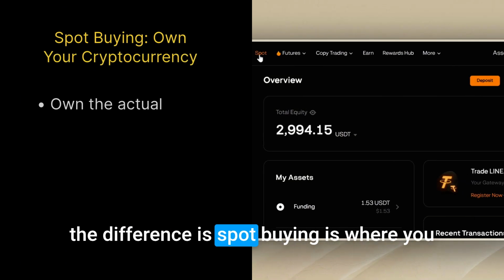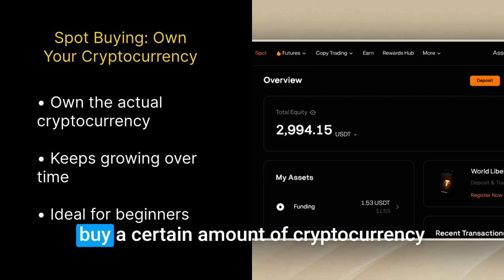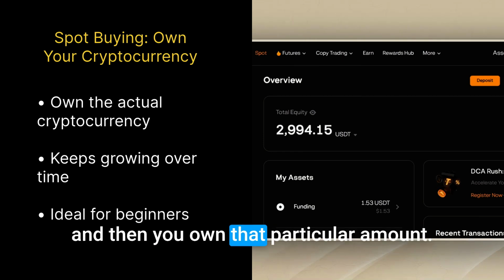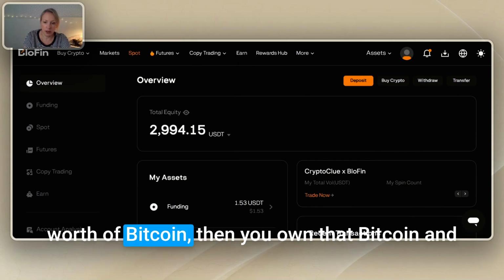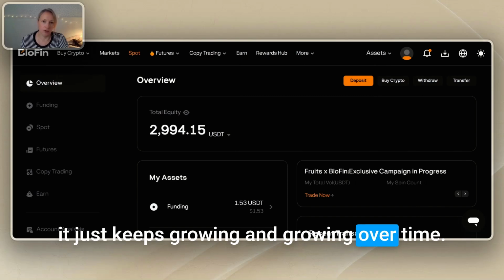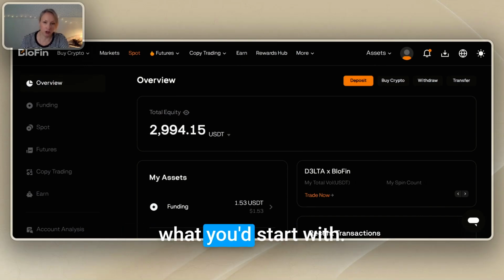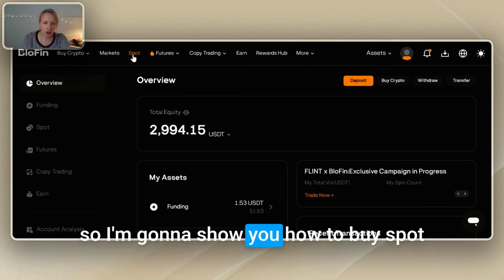The difference is spot buying is where you buy a certain amount of cryptocurrency and then you own that particular amount. So for example, if you bought $100 worth of Bitcoin, then you own that Bitcoin and it just keeps growing and growing over time. As a beginner, that's probably what you'd start with. So I'm going to show you how to use spot.